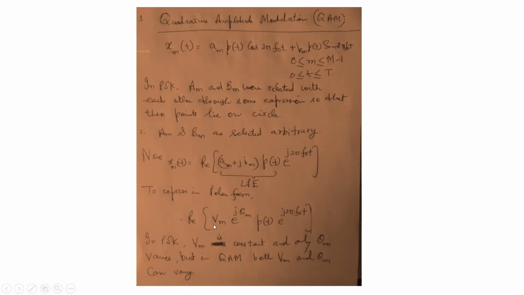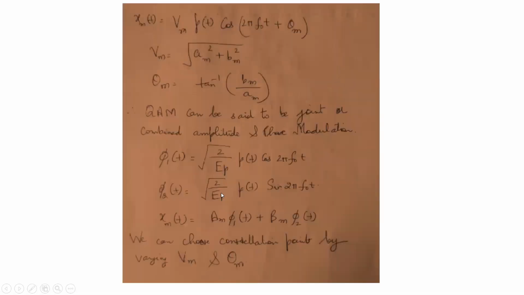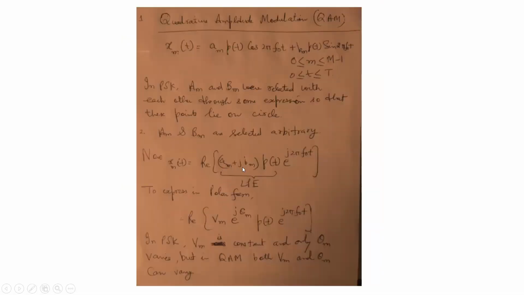So from where has this Vm come? In PSK, Vm is constant. This Vm is actually equal to the magnitude of AM plus jBM. AM plus jBM is the complex amplitude part, a complex expression. Now the magnitude of this complex number is Vm. The phase part is this theta m. So this AM plus jBM, which is in rectangular coordinates, can also be expressed in polar coordinates as Vm e to the power j theta m. p(t) e to the power j 2 pi f naught t remains the same.